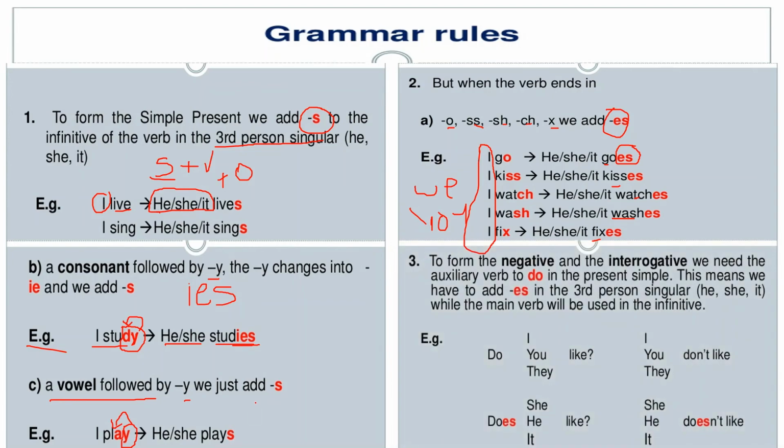Okay. The next one, to form the negative and the interrogative, we need the auxiliary verb to do in the present simple. This means we have to add es in the third person singular, while the main verb will be used in the infinitive. What does that mean? Whenever the noun or pronoun, which means the subject, is I, we, you or they, what do we use? We will use do with them, right? But if they are he, she, it or any singular name, what do we use? We use does.